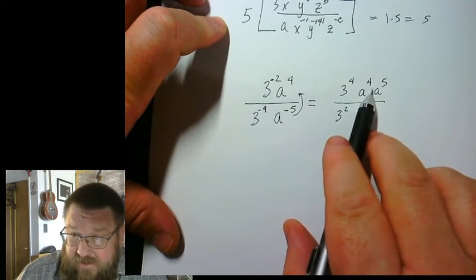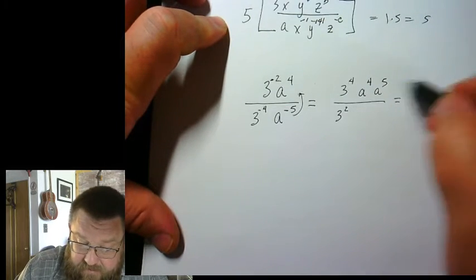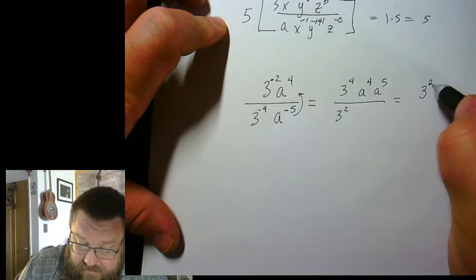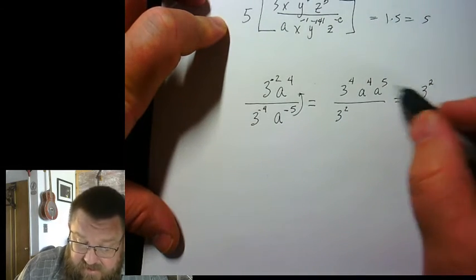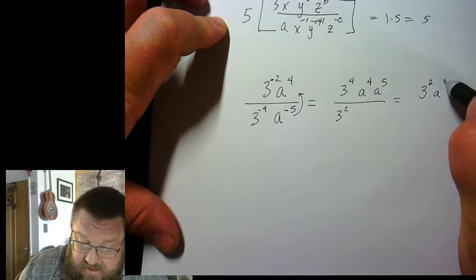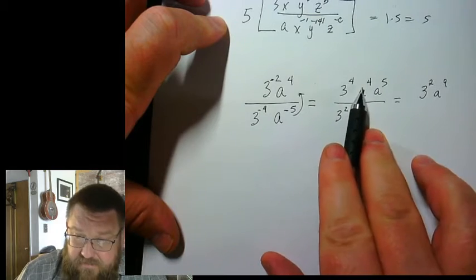Now, I would never even write this in my head. But if I did, well, here's what I'm looking at. I've got 4 on the top, 2 on the bottom. That leaves 2 more on the top than the bottom, because when you reduce, you're subtracting, right? 4 minus 2, 2. A to the ninth, because I've got 4 and 5. Do you see? I would not do this step. I do this kind of in my head.